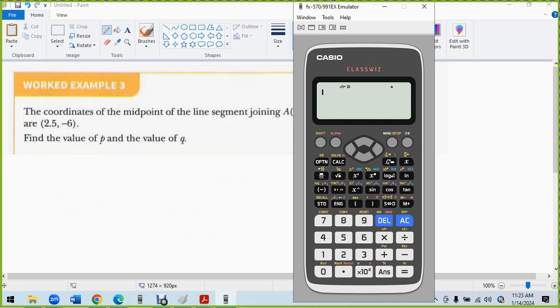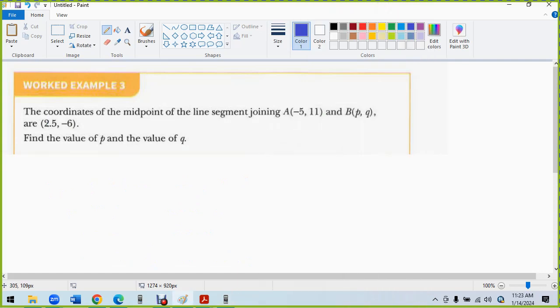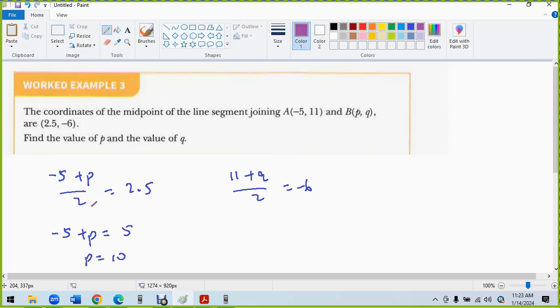So we look at worked example number 3. The midpoint of A and B is this. We want to find the values of P and Q. We know that negative 5 plus P over 2 is 2.5, and 11 plus Q over 2 is negative 6. So we have negative 5 plus P is 5, so P equals 10. I multiply this one and then add this. So 11 plus Q equals negative 12, then Q equals negative 23. So P equals 10, Q equals negative 23.